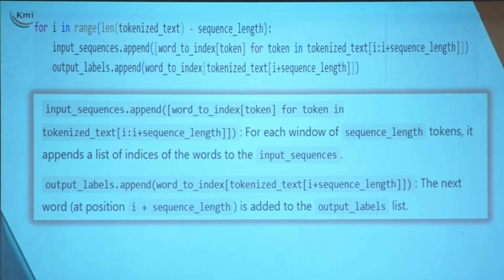To that, what will be the output? Sixth. Are you clear? So 1, 2, 3, 4, 5 should go into my input sequence list, and the sixth word index should go onto my output. So for 1, 2, 3, 4, 5, the 6 should be the output. For 2, 3, 4, 5, 6, the 7 should be the output. Like this, the iteration should move on, and you generate input and output pairs out of it.